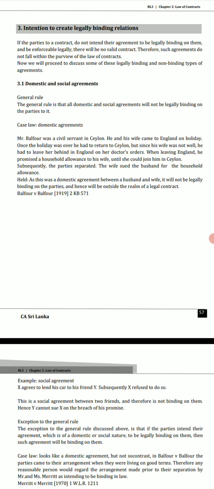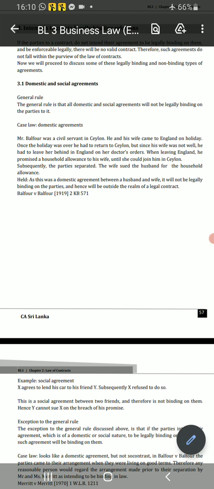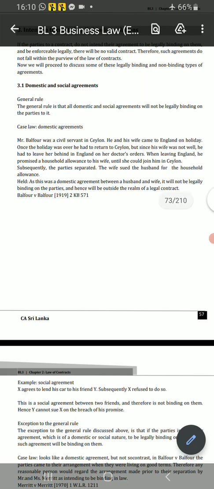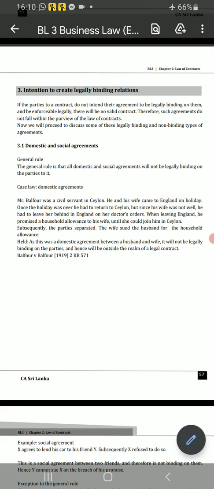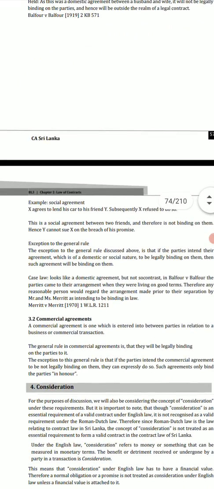So domestic and social agreements do not amount to a valid contract, because they are between father and son, mother and son, siblings, husband and wife, things like that. Unless it's written that you have to pay this amount of money, and so on, in a business term, I would say. Otherwise, it does not amount to a legally binding contract.